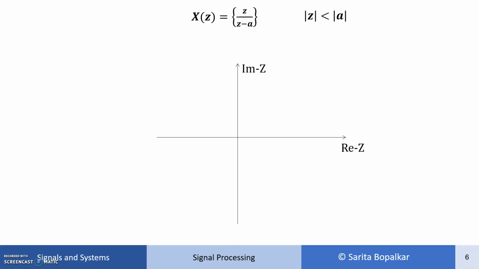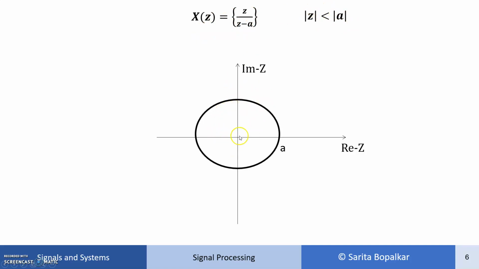Now how to draw it graphically? This is the z domain, real axis, imaginary axis. Now we'll draw the circle whose radius is a. Now check the ROC here, mod z less than a. So all the values of z whose value is less than a is our ROC. ROC means this X of z becomes finite for all the values of z which is less than a.